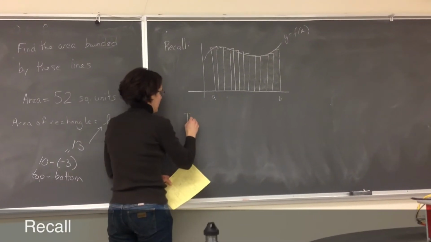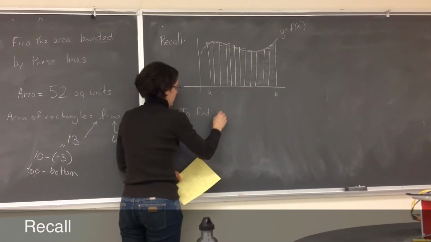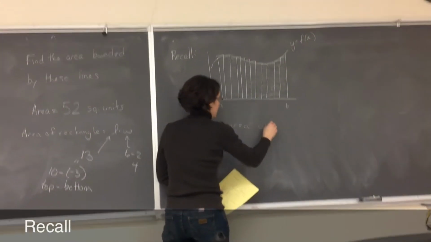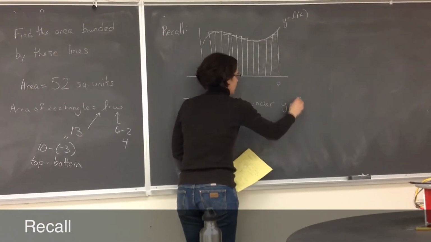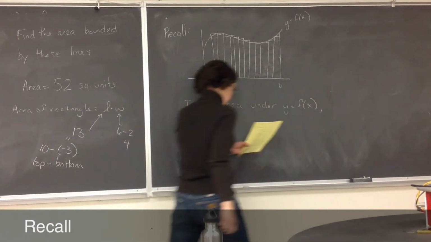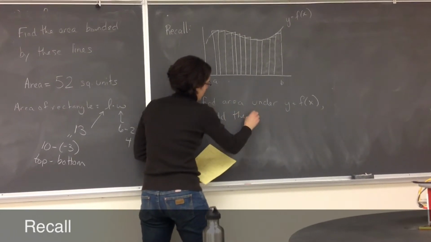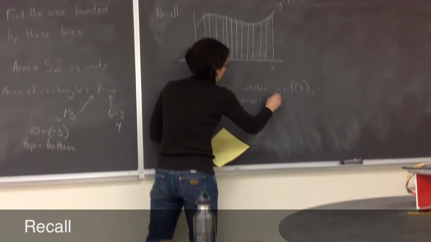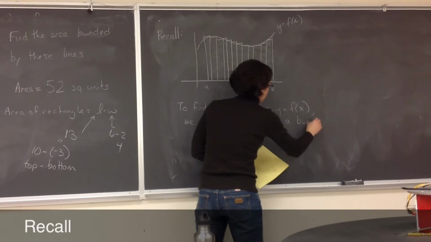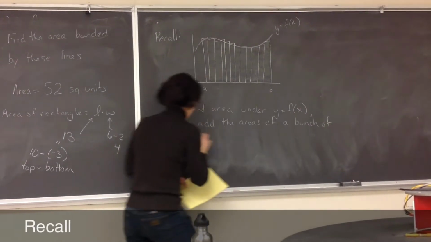And so to find the area under y equals f of x, we add the areas of a bunch of rectangles.